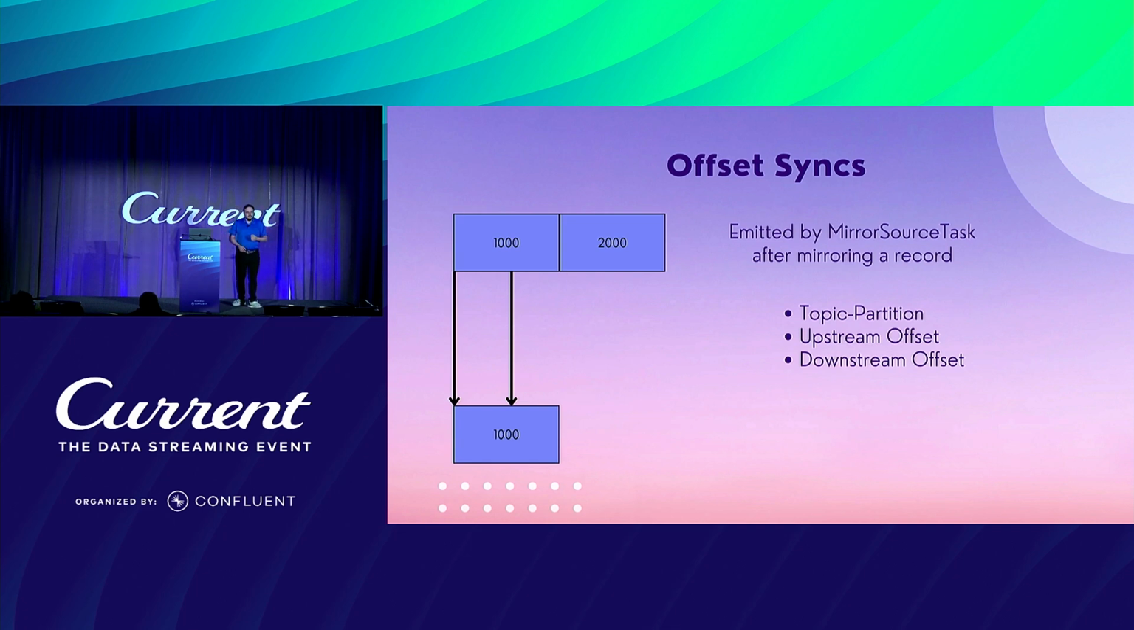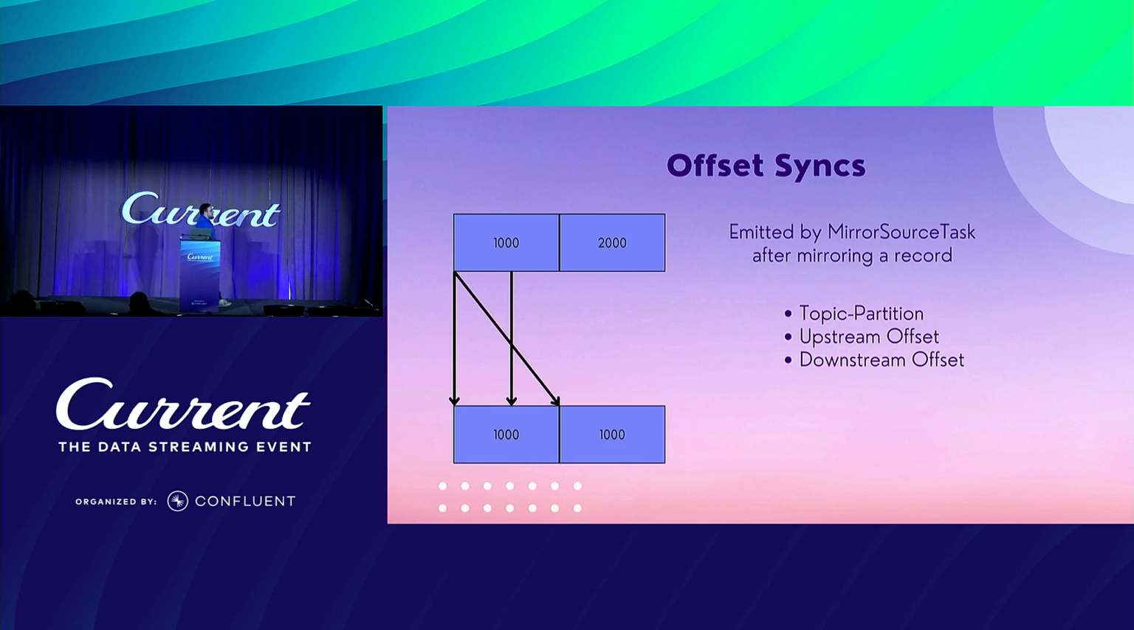And we have two offset syncs. The first one on the left is at 0, at the very beginning of the topic, and the next one is at 500, for example. Each of these offset syncs consists of a topic partition. So this is specific to a pair of topic partitions. And it consists of an upstream offset and a downstream offset.